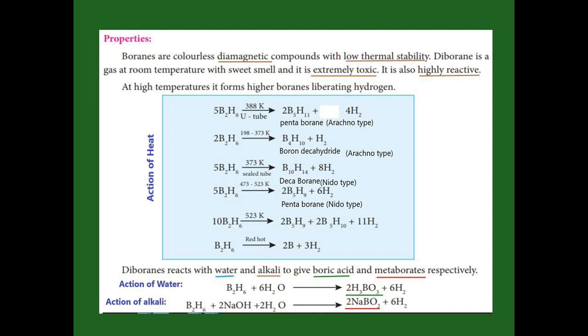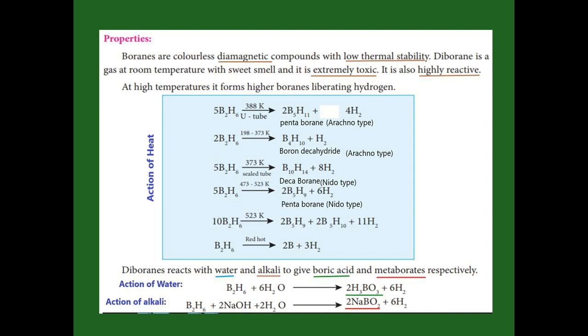Let's see the first one, B2H6. On heating at 388 Kelvin, it liberates hydrogen and changes into pentaborane B5H11. And B2H6, when heated at 198 to 373 Kelvin, liberates hydrogen and gives B4H10, tetraborane. Then diborane, when you heat at 373 Kelvin in a sealed tube, gives B10H14, decaborane, and liberates hydrogen.